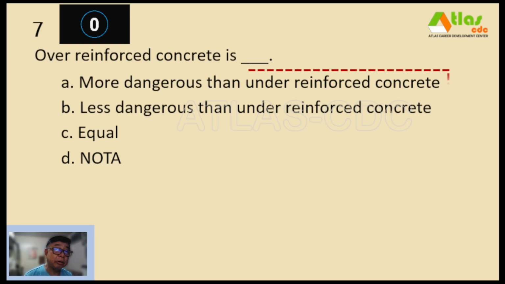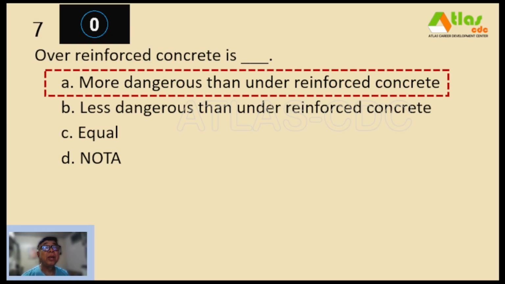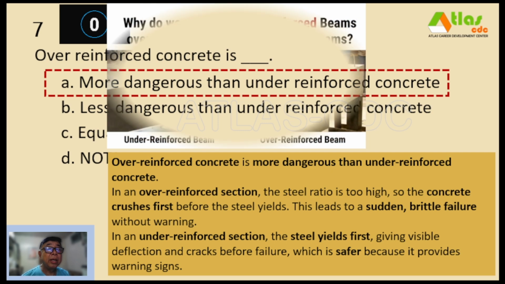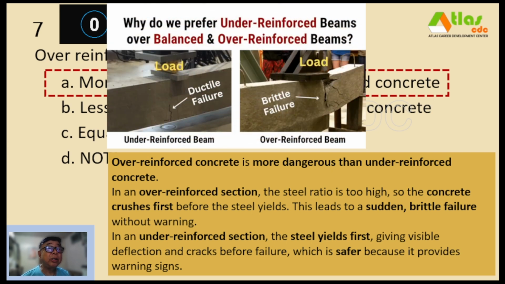And our correct answer is letter A, more dangerous than under-reinforced concrete. Over-reinforced concrete is more dangerous than under-reinforced concrete. In an over-reinforced section, the steel ratio is too high, so the concrete crushes first before the steel yields. This leads to a sudden, brittle failure without warning.